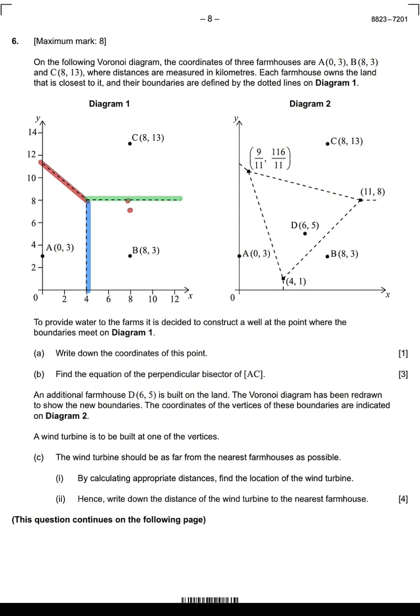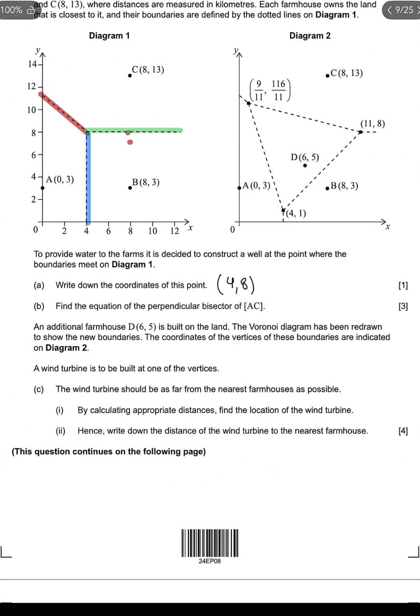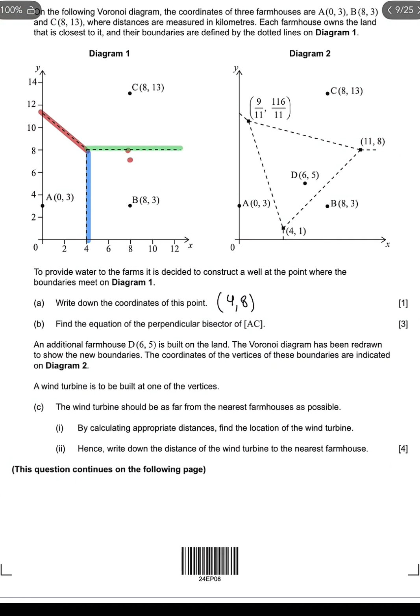Okay? However, we know that the boundaries intersect, and to provide water to the farms, it is decided to construct a well at the point where the boundaries meet on diagram 1. Write down the coordinates of this point: x equals 4 and y equals 8, so (4, 8). Now, find the equation of the perpendicular bisector of A and C.